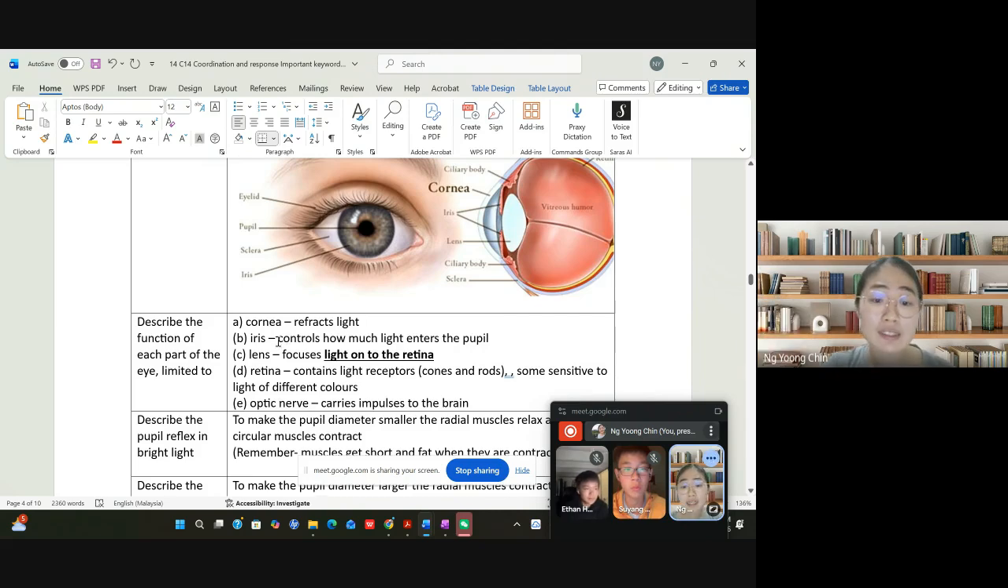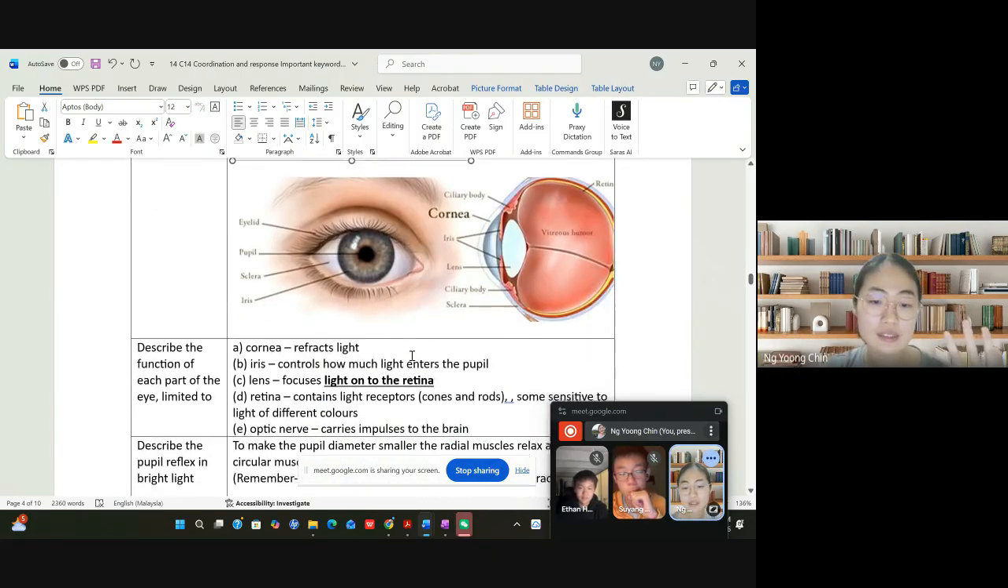So that's why the iris can do what? It's not the iris, sorry, it's the pupil, okay? So the iris just surrounds the pupil. So the iris can control how much light enters the pupil. The iris, which surrounds the pupil, just controls how much light enters the pupil. Because the iris allows the pupil to dilate or constrict. Because the iris just surrounds the pupil, right?